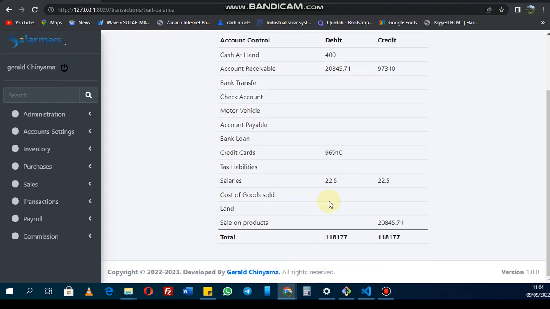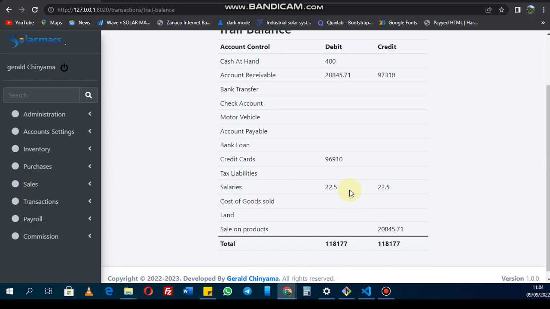And at the end, you can see the total debits and credits as they balance up. So this is the total amount in sales on products, and this is the total amount in accounts receivable, like that. As the transactions increase, the amounts here will be updating.